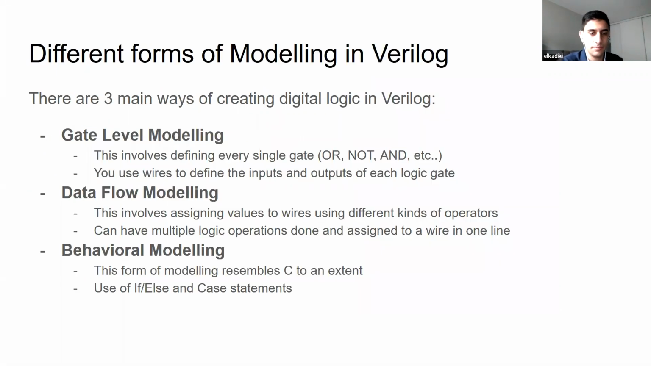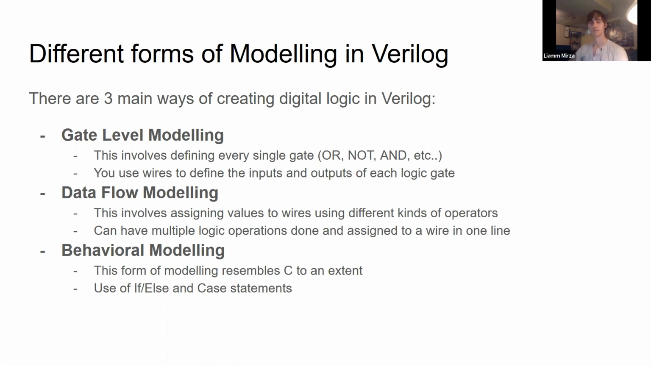Right. So there are 3 main ways of creating digital logic in Verilog. The first one is gate level, which is pretty straightforward in that you declare your gates, such as your ORs, your ANDs, your NOTs, and then you connect between them with wires to make your circuit. This kind of modeling isn't really used for higher level circuits because it would get crazy to define every single gate. I don't think I've ever seen serious gate level modeling code. I think it's only for simulation and testing.